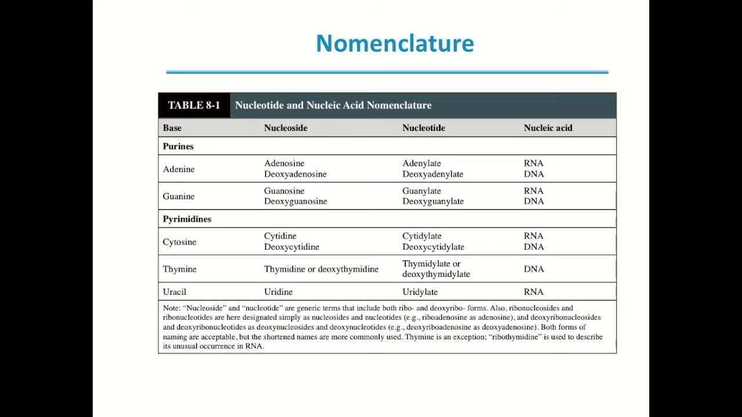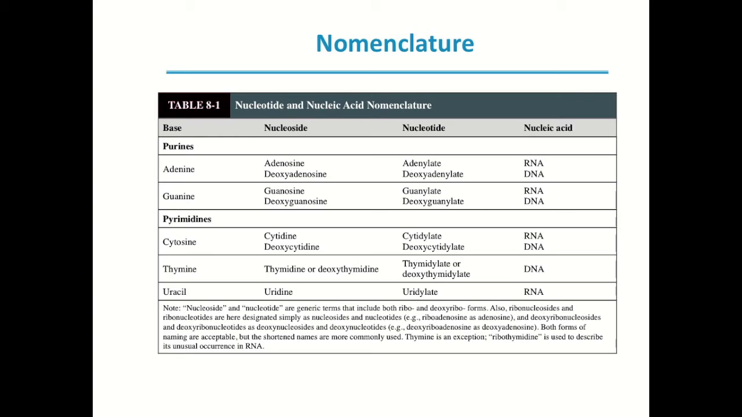This table gives the different names for the base versus the nucleoside versus the nucleotide. So the bases are divided into either purines or pyrimidines. The purines are adenine and guanine. Now the nucleoside, which is the ribose connected to the base but without the phosphate, the adenine becomes adenosine, and then if you have the deoxy version, it's deoxyadenosine. And then guanine is guanosine or deoxyguanosine.